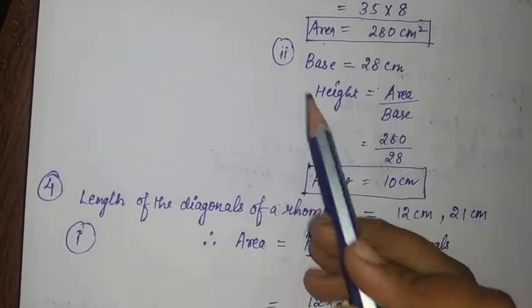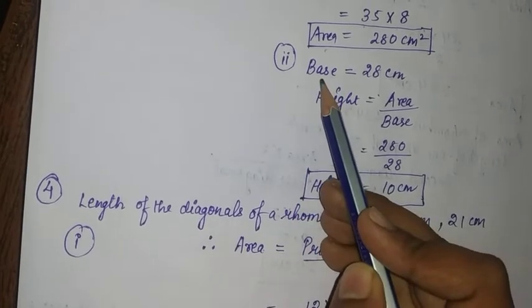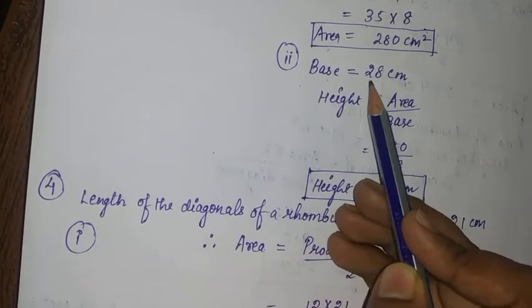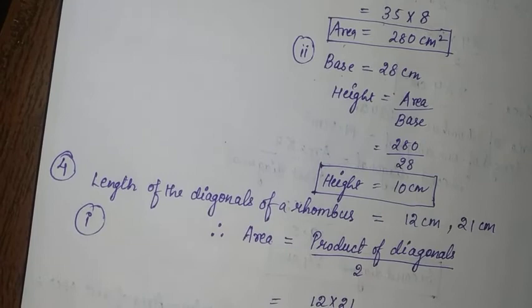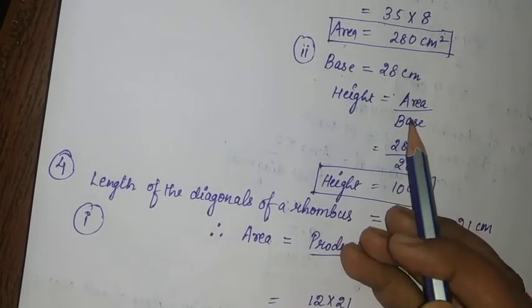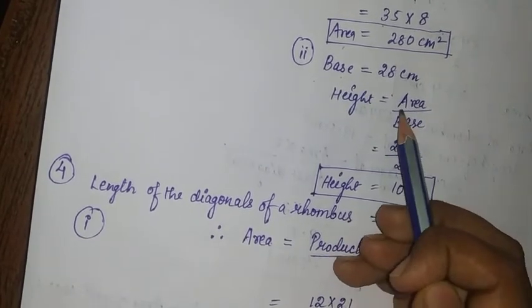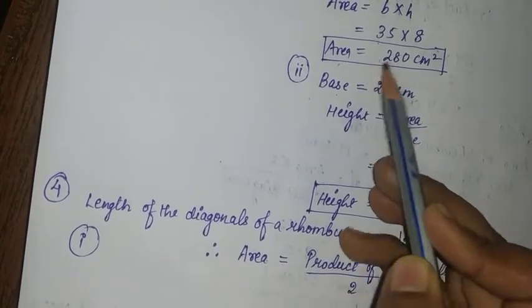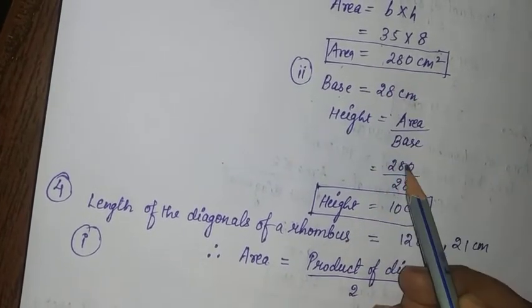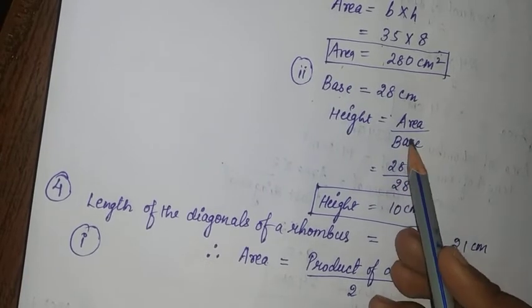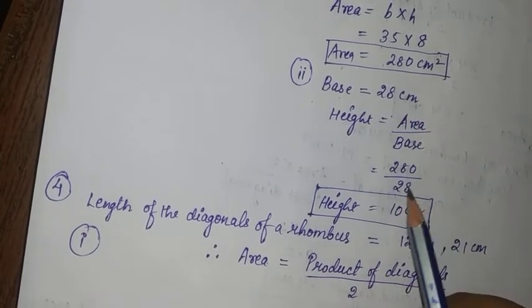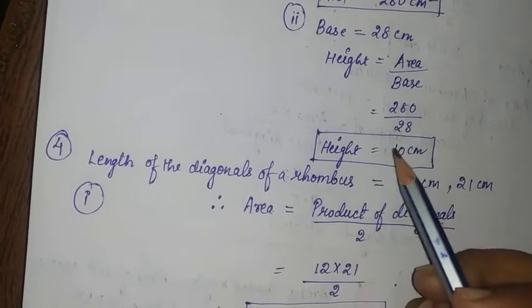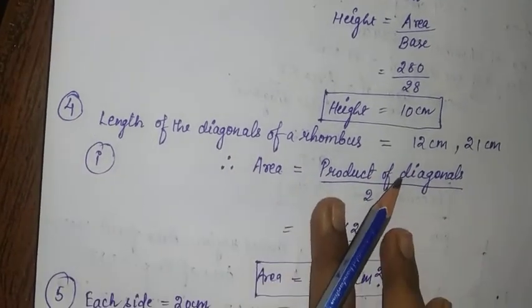Then in the second bit, it is given the base has changed, which is equal to 28 centimeter. So height will be equal to area by base. So area already calculated in bit number 1. So just put the value of area here. 280 by base. What is base? Base is 28. So height will be equal to 10 centimeter.